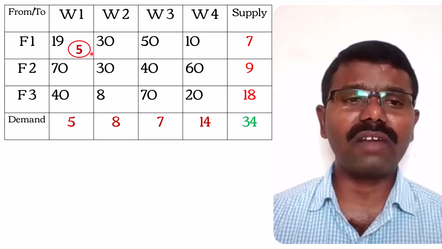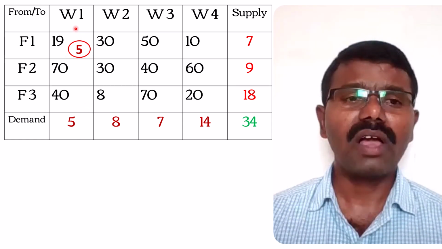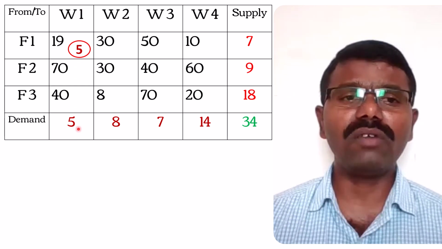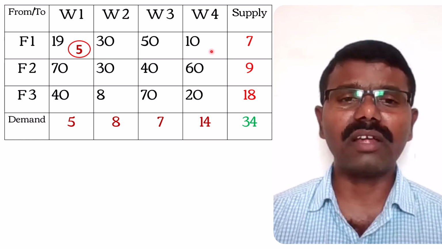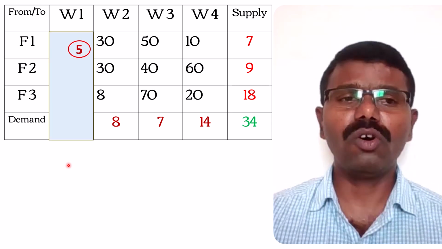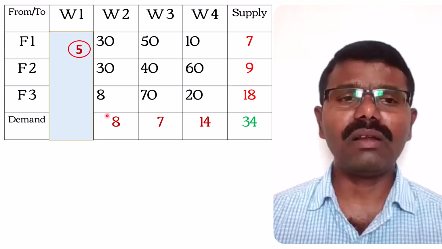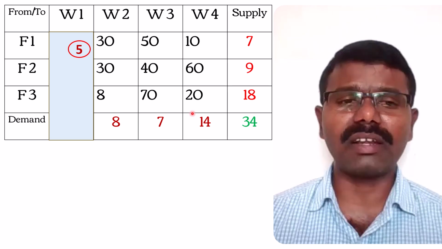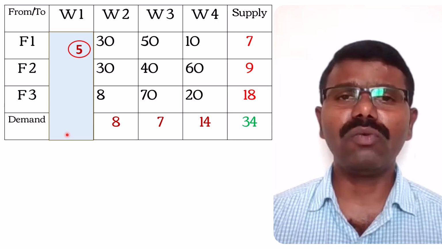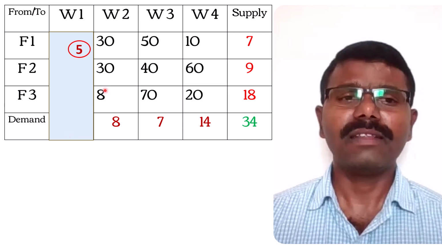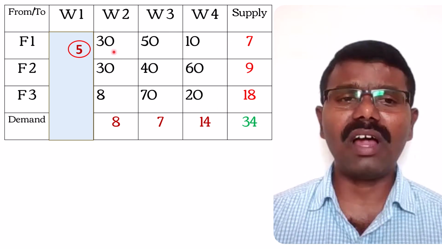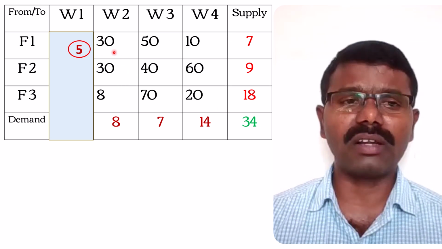Once we allocate 5 units to warehouse 1, its demand is already met. So we need not consider this when we are allocating units to other warehouses. Hence we need to cancel this first column. Then you observe now only a 3 by 3 matrix, because warehouse 1 already met the demand. So we already closed that column. Then out of this 3 by 3 matrix, you see what the top left corner is. The top left corner is this 30.